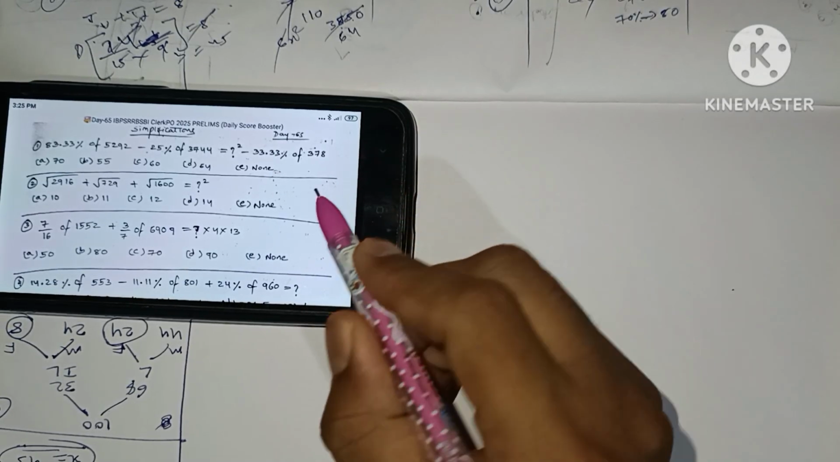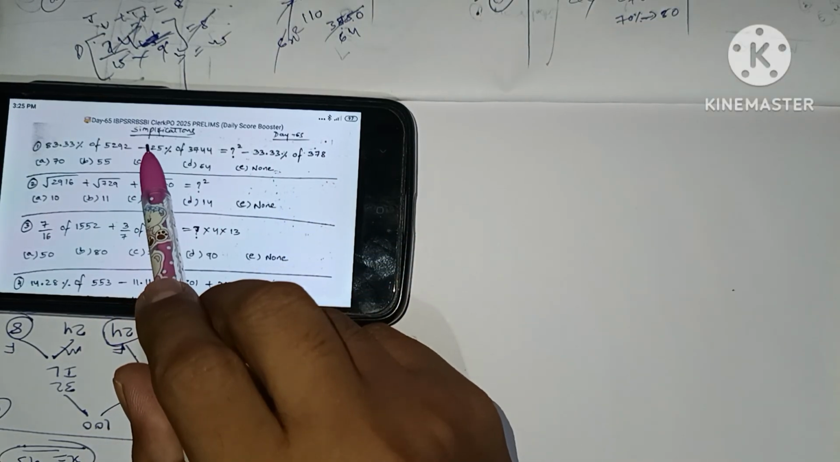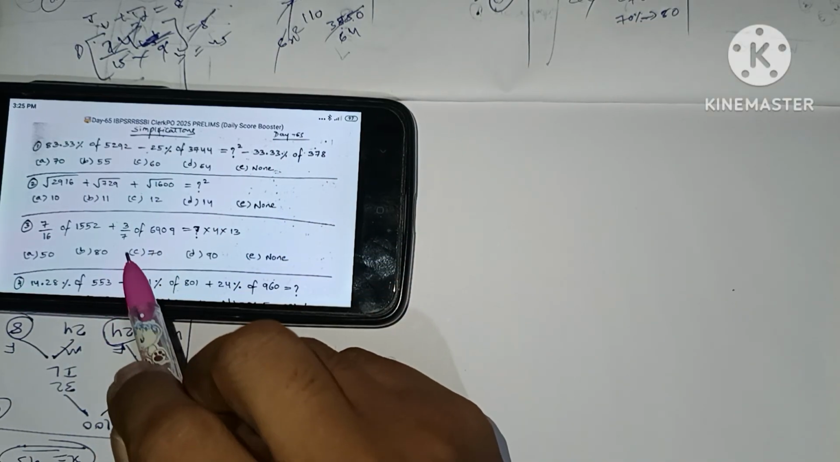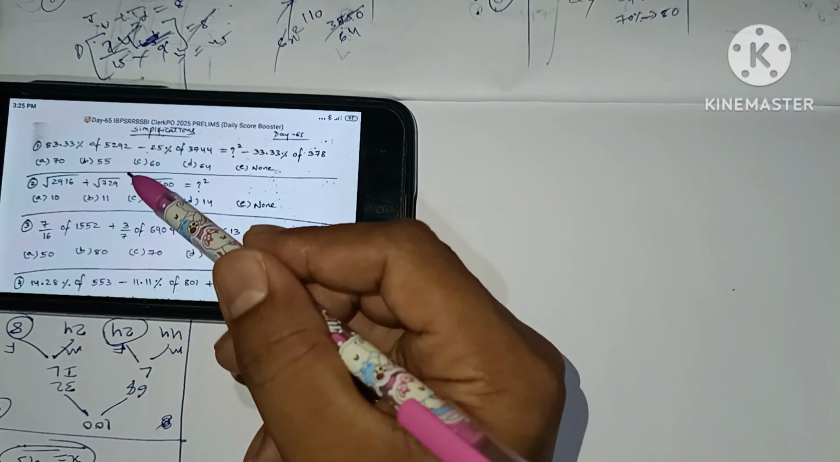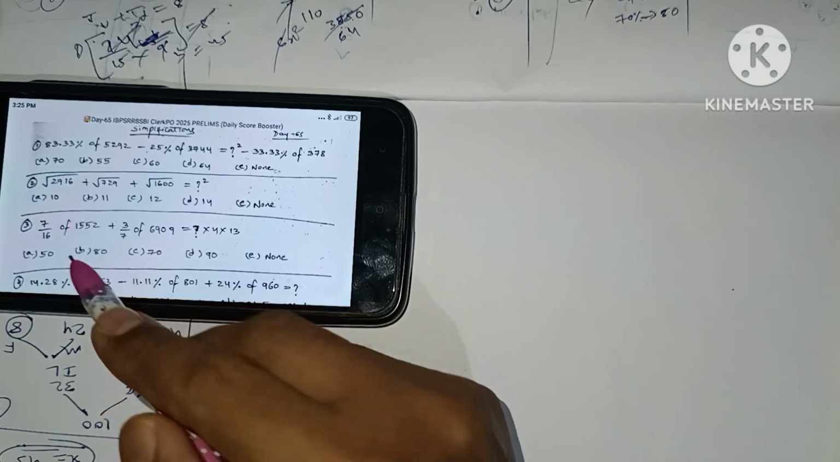In this video, we are going to see the day 65 daily score booster questions, and it is starting with the simplifications. Let's start and do the simplification questions. Here I am not going to explain these questions.